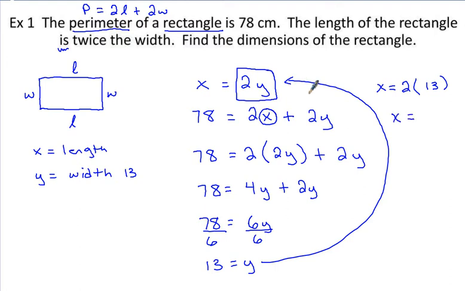So X is going to equal 26. That's your length. Okay, I had 2 questions. I got one here, and I'll get you next, okay? Because that one kept coming up a second ago.